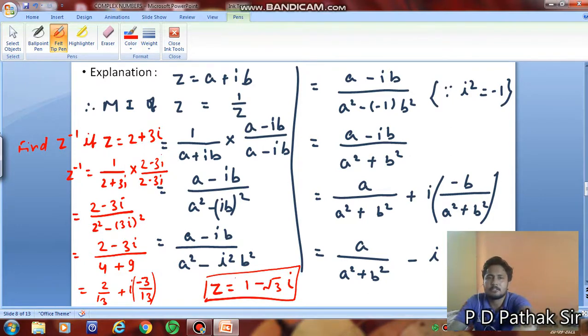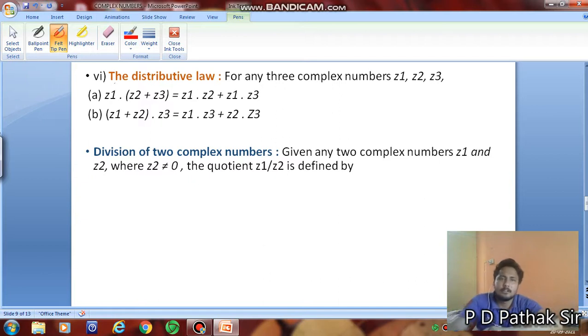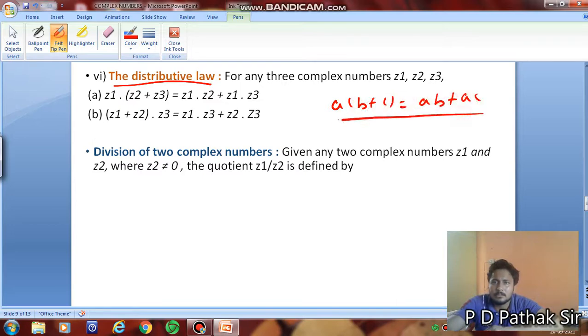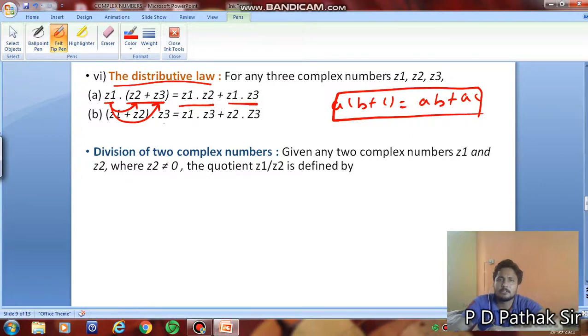Now come to the next topic, the distributive law. What is the distributive law? In real numbers, you have studied a into b plus c equals ab plus ac. This rule is also followed in complex numbers. When you multiply z1 with z2 plus z3, then z1 will multiply z2 and z1 will multiply z3, so it will become z1 into z2 plus z1 into z3.